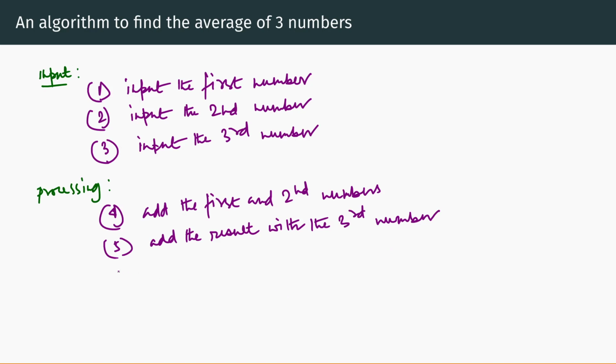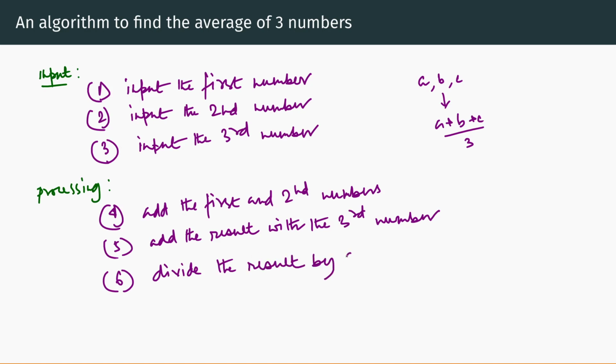Okay, and the result would be the sum of three numbers, right? So the next thing we do is we divide, right? We want to find the average. So what is the average of three numbers? Let's say the numbers are A, B, and C. The average would be A plus B plus C divided by 3, right? So the next step is divide the result by 3. That's our processing phase done.